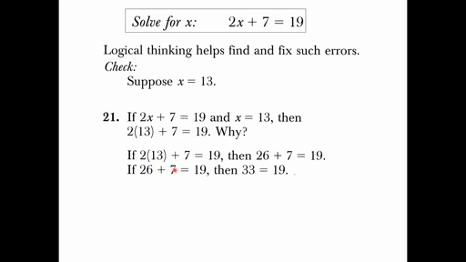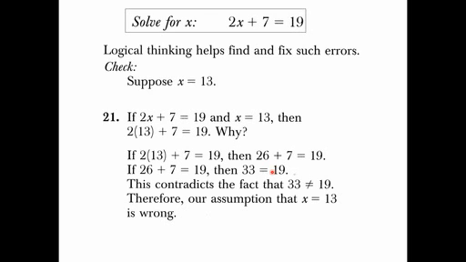If 26 plus 7 is 19, then 33 equals 19. Okay, again, we're just simplifying. We're putting these two together. We're not looking for an answer yet. This contradicts the fact that 33 is clearly not 19. Therefore, our assumption that x is 13 is wrong. It doesn't give us the correct answer, but we do know that it's wrong. The question is, what kind of proof does that sound like? We suppose something, we came up with a contradiction.